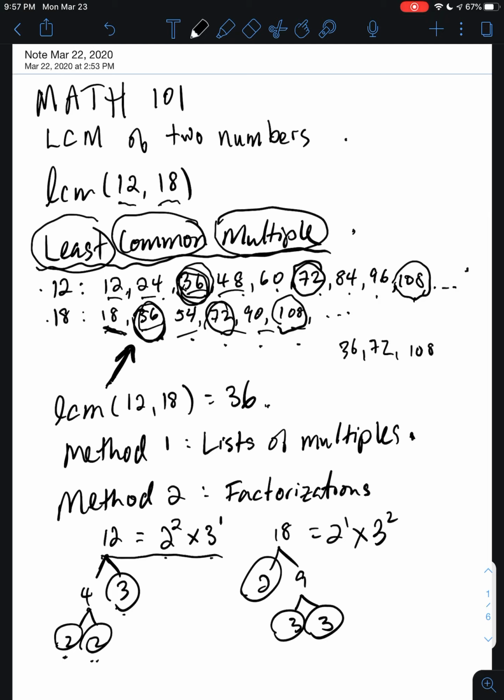That's what I need. Similarly, a factor tree for 18. You should have seen this before in a previous video, so I'm not going to run through all the details about making the factor tree, but the factorization, the important part, is that 18 is 2 to the power 1 times 3 to the power 2.